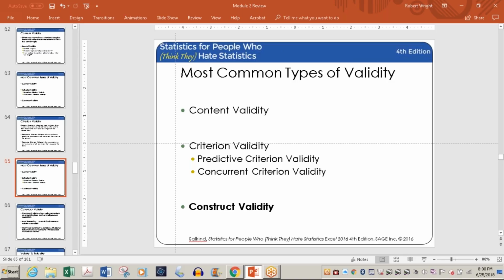Finally, we get back to construct validity. This probably is one, especially if you're doing mixed methods or qualitative work. With construct validity, you want to establish that what you're setting up in your study, what you're trying to prove, what you're trying to demonstrate, is actually happening.